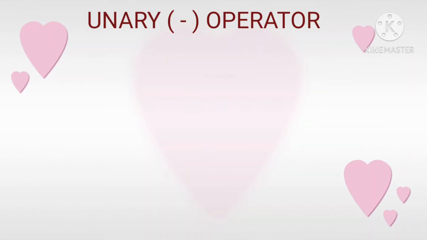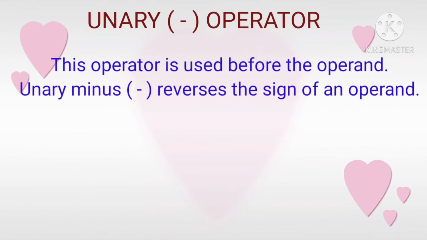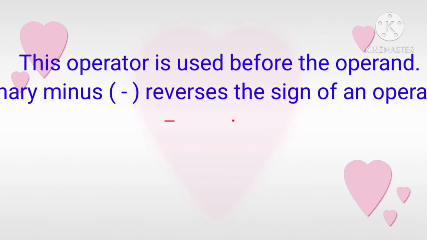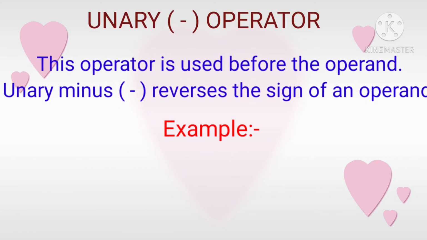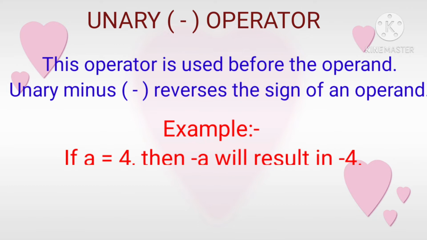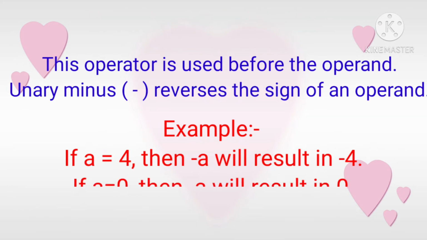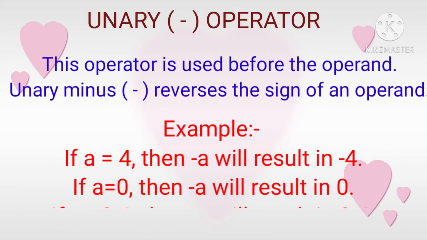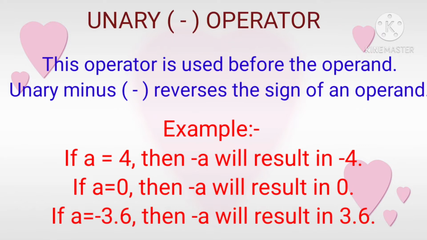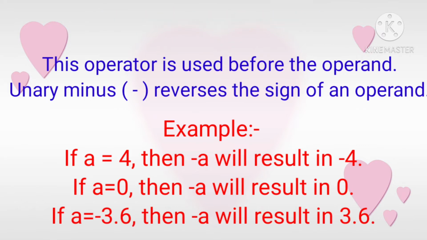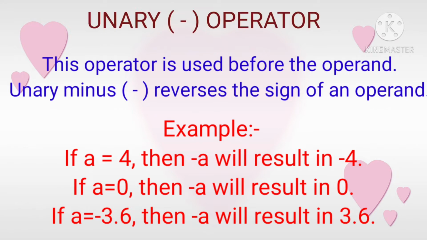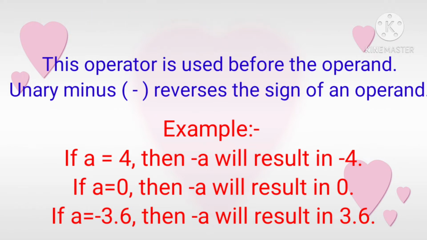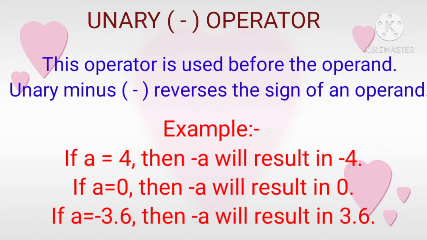Unary minus operator. This operator is used before the operand. Unary minus reverses the sign of the operand. For example, if a equal to 4, then minus a will result in minus 4. If a equal to 0, then minus a will result in 0. If a equal to minus 3.6, then minus a will result in 3.6.